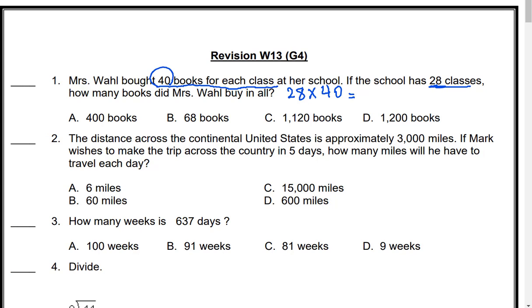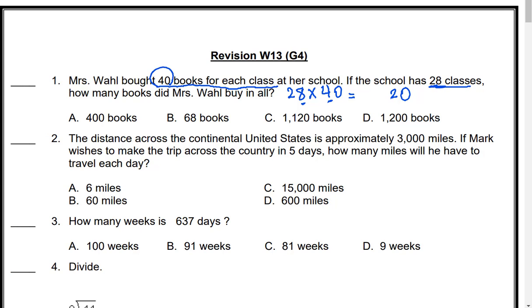Go ahead, my hero. We have 0, and 8 times 0 is 0. Now 8 multiply 4 is 32. Write the 2 and carry up 3.